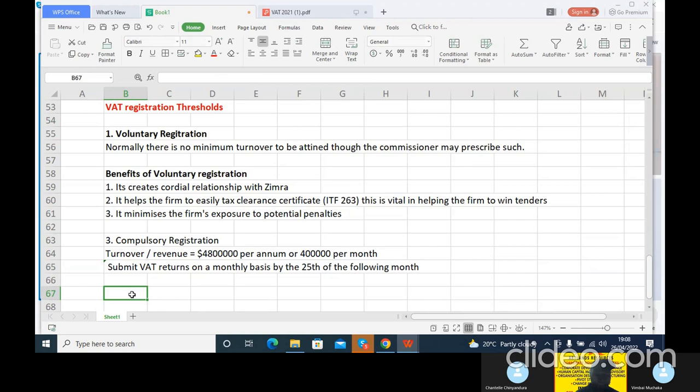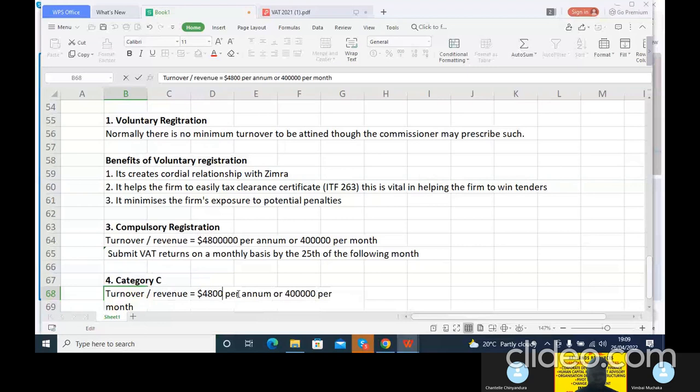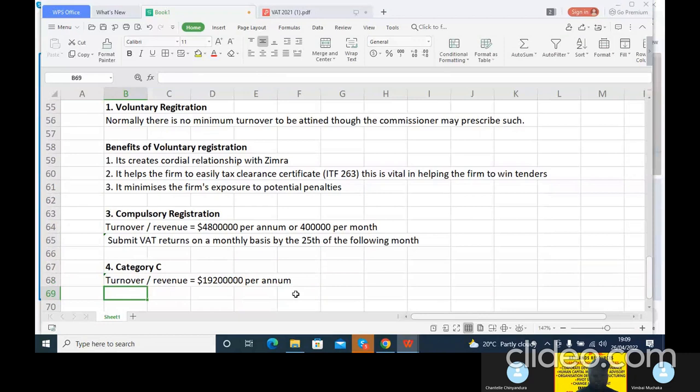Then there is category C registrants. You can register under category C. It is not based on the volume of business. Turnover or revenue has to be 19,200,000. These are Zim dollars, remember? That is 19,200,000 per annum. If you are in category C, you submit returns on a monthly basis by the 25th of the following month.